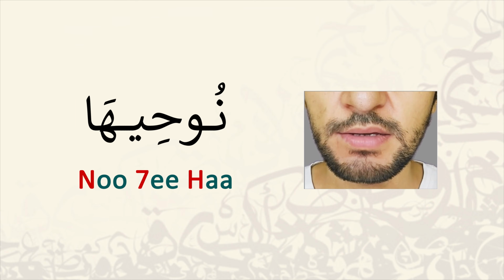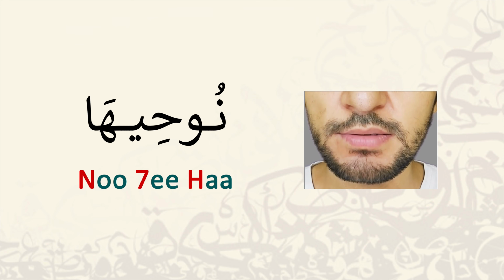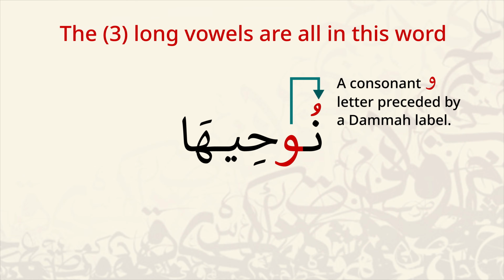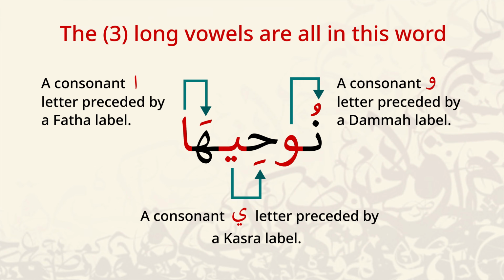Altogether will be nuhiha, nuhiha. The three long vowels are present here because we have a consonant wa letter preceded by a dhammah label, a consonant ya letter preceded by a kasra label, and a consonant alif letter coming after a fatha label.